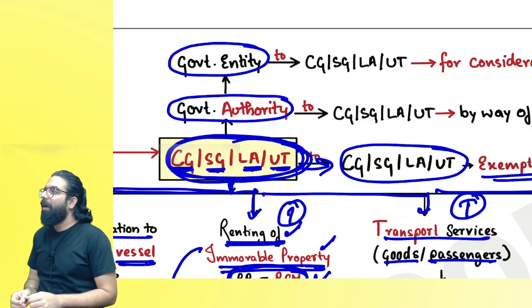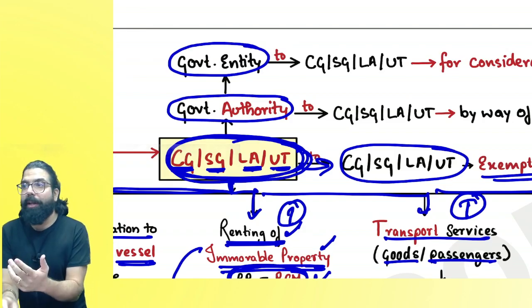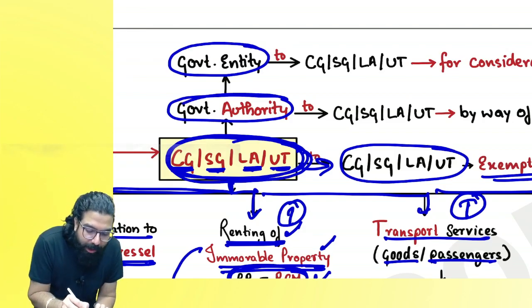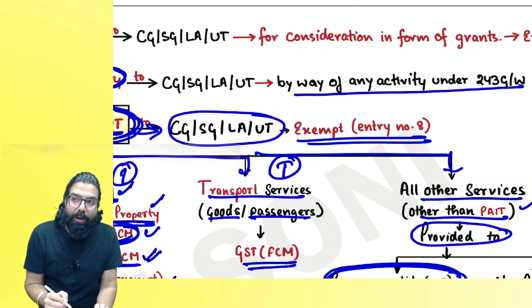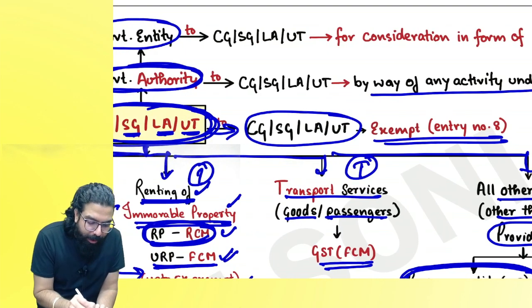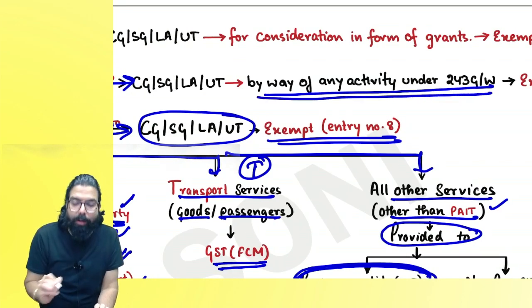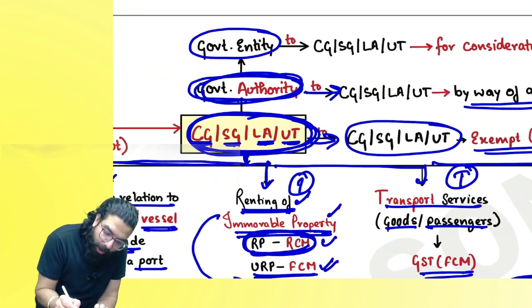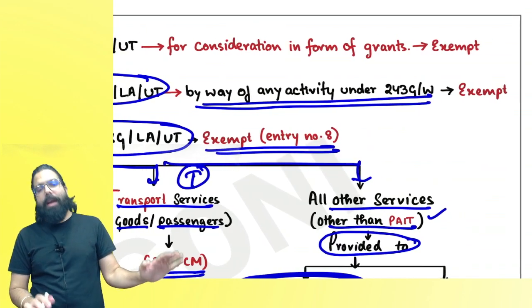Now, government formed, do you think the government will go ahead and do garbage cleaning, sanitation cleaning? They form one authority. Are we clear? Government forms an authority who will go ahead and do those activities which are told under 243 GNW. So, governmental authority is basically giving services to the government by doing which functions? Which are told under 243 GNW. When a governmental authority is doing those services for the government, then GST will be exempted.